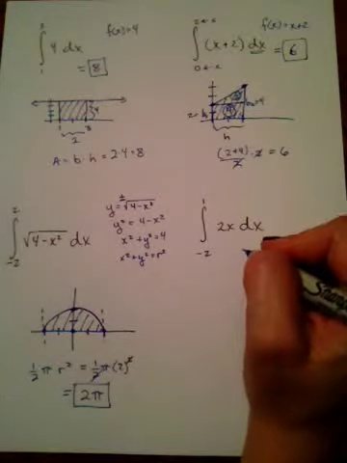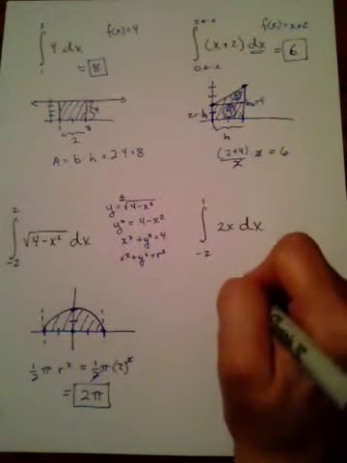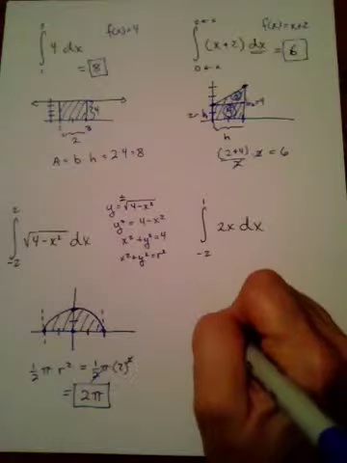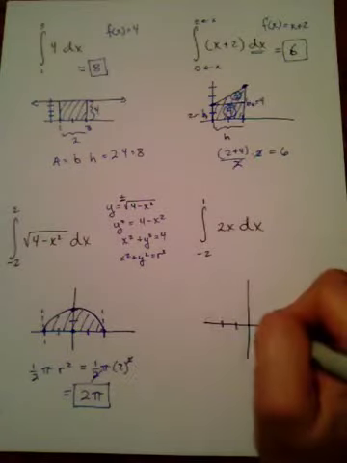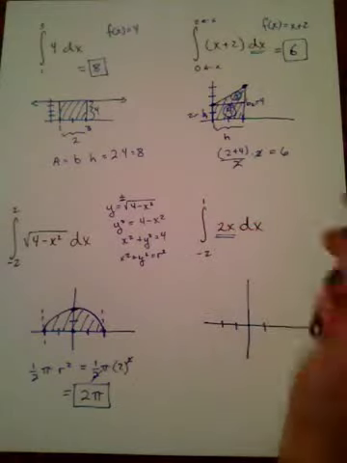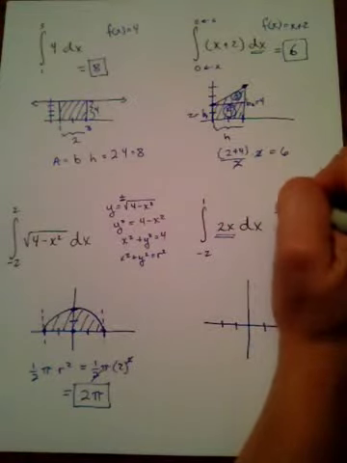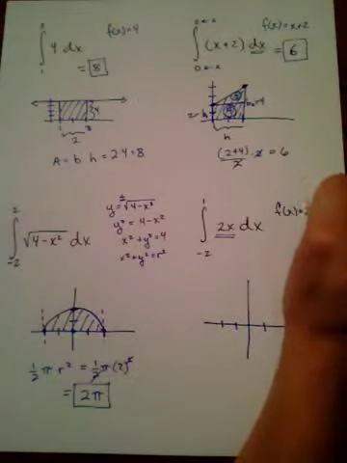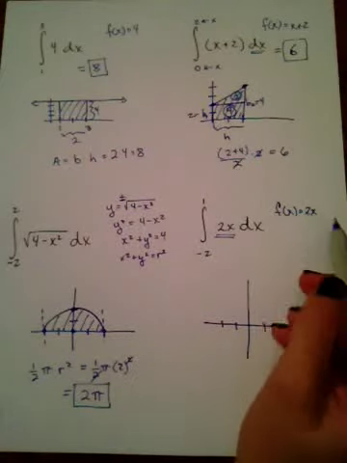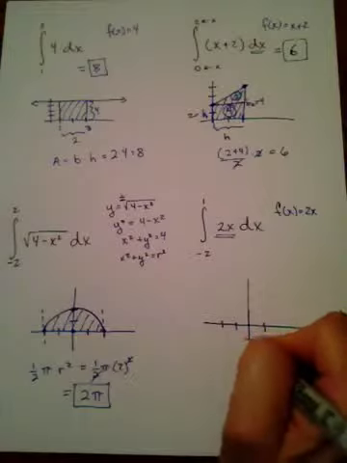For this last problem, if I graph it, I'm starting at an x value of -2, and I'm going to an x value of 1. And again, this is a linear function that we're going to be graphing. Y equals 2x, or f of x equals 2x. When x equals -2, 2 times -2 is -4.